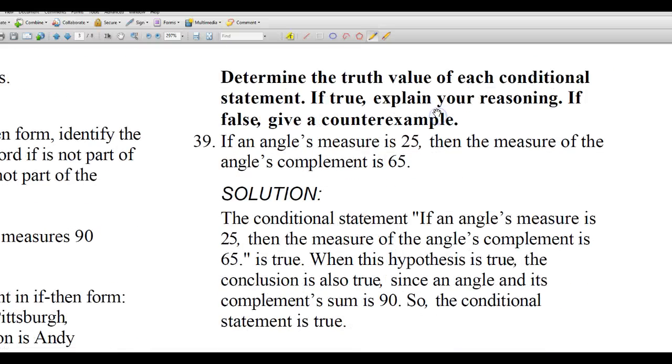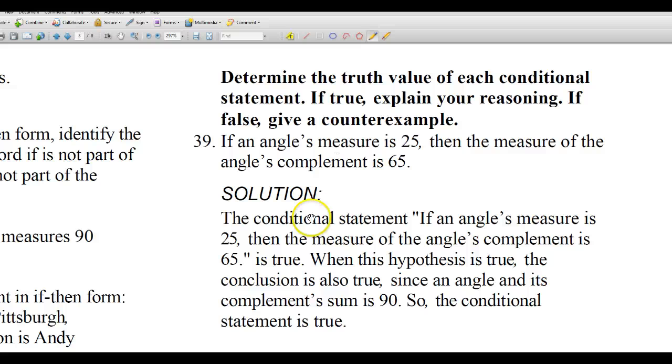All right. Determine the truth value of each conditional statement. If true, explain your reasoning. If false, give a counterexample. If an angle's measure is 25, then the measure of the angle's complement is 65. A complement is an angle that, with the other angle, adds up to 90. So they're complementary.